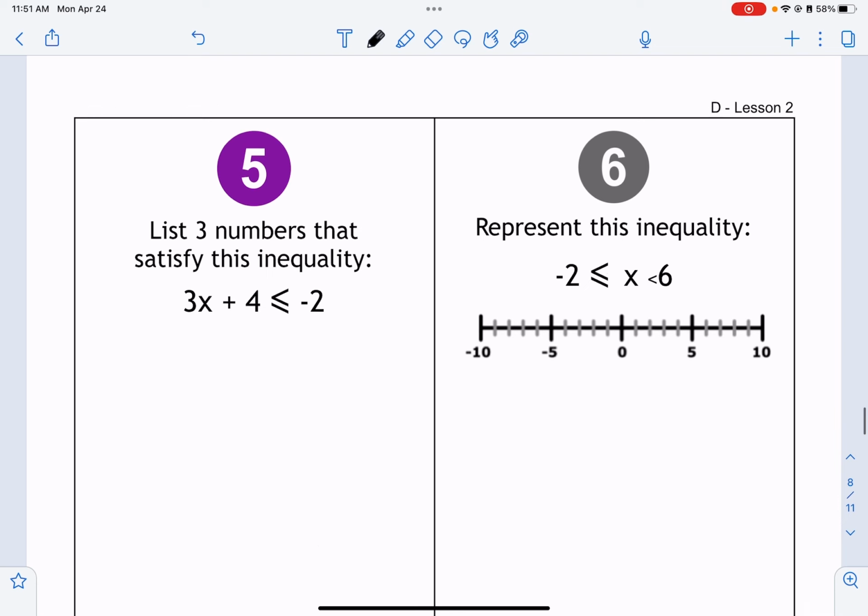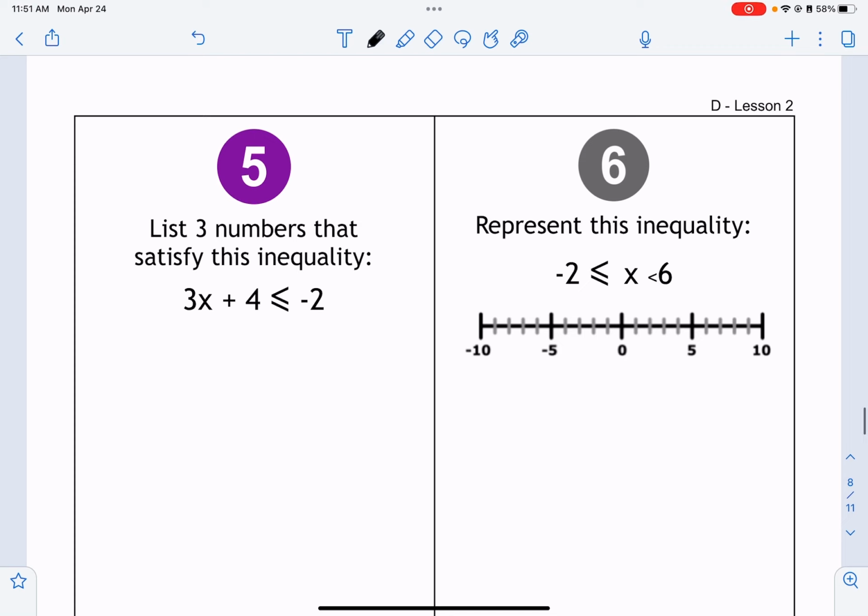Okay, next up, list 3 numbers that satisfy this inequality: 3x plus 4 is less than or equal to negative 2. This one's a bit tricky because it's harder to visualize. We could do trial and error, just plug in numbers and see what works. But ideally we want a more efficient method. The one thing I will say is that we can treat inequality signs just like equal signs in most cases.